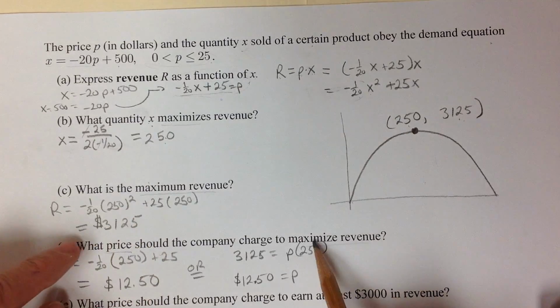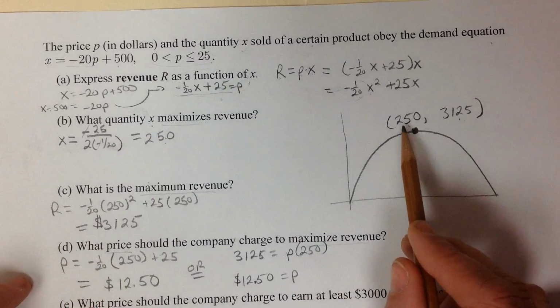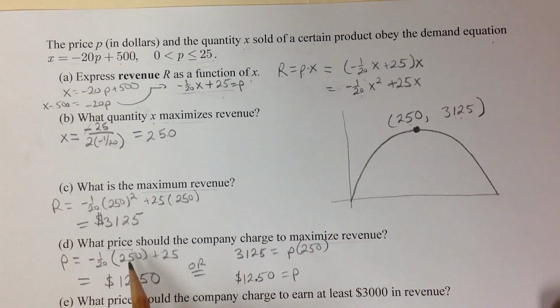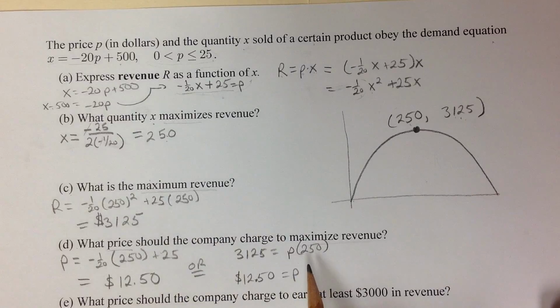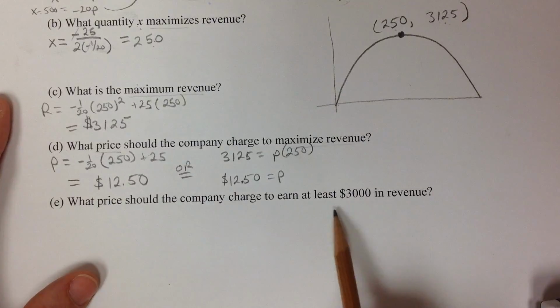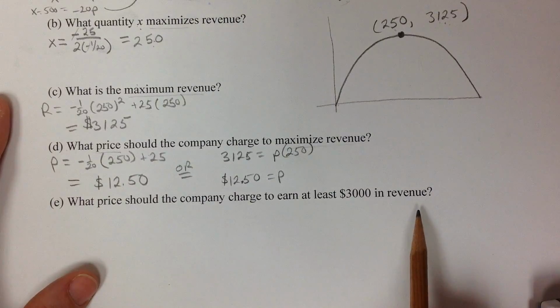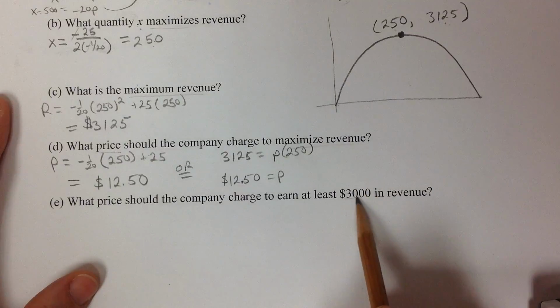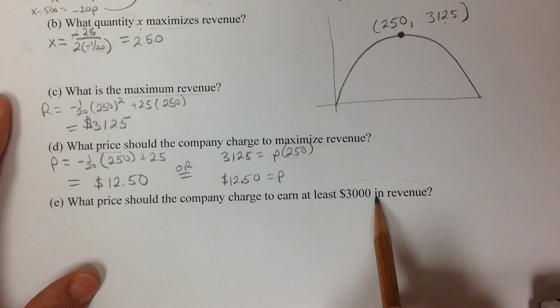But I still have to do algebra to find the price, because I only get 2 values on my vertex, and I'm asked for 3 different things about maximizing. Okay, now the last part here. What price should the company charge to earn at least $3,000 in revenue? Okay, $3,000 is what I'm comparing revenue to.